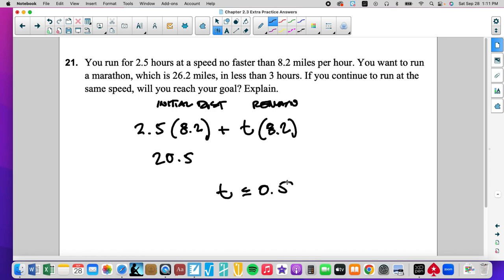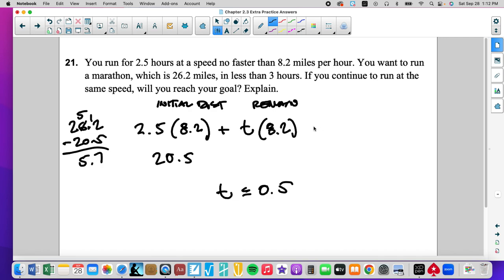how many more miles do I have? I still have 26.2 minus 20.5. That's 5.7 miles left. So I have that many more miles left. So that's my distance that I have remaining.